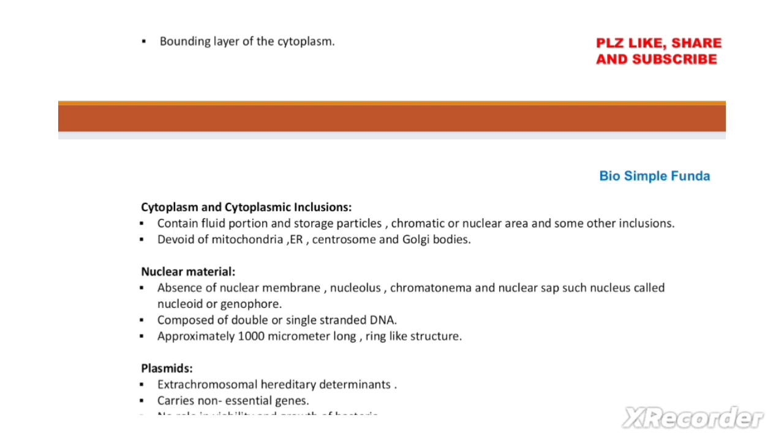Plasmid. Plasmid is an extra-chromosomal hereditary determinant which is either independent of the bacterial chromosome or integrated with it. Each plasmid carries non-essential genes and has no role in the viability or growth of the bacteria.